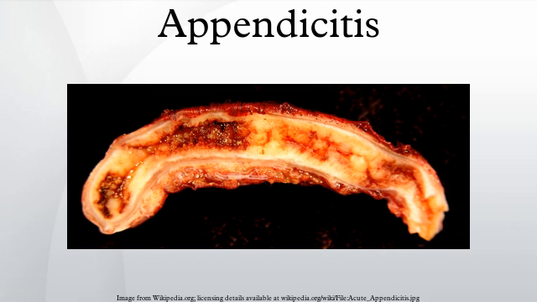Dunphy's sign: increased pain in the right lower quadrant with coughing. Koch's sign: from the history given, the appearance of pain in the epigastric region or around the stomach at the beginning of disease with a subsequent shift to the right iliac region.